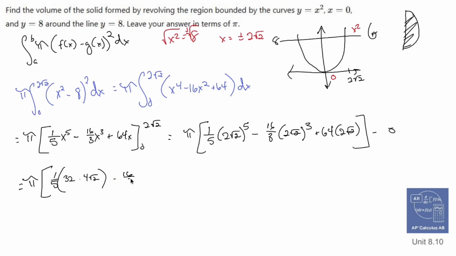Minus 16 thirds, a similar process. 2 times 2 times 2 is 8, right? Root 2 times root 2 times root 2 is 2 root 2. Plus 64 times 2 root 2. Fortunately, I don't have to lose sleep over that one. So this becomes pi, 1/5 times 128 root 2. Let me move that down. 128 root 2.